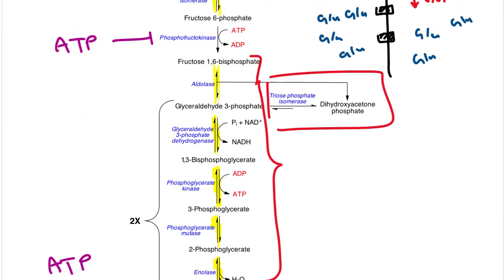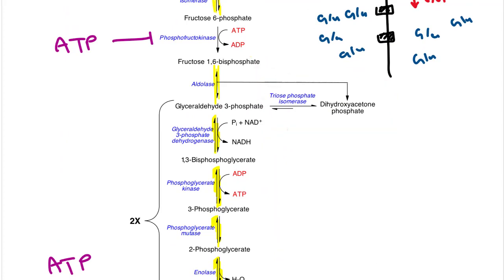All right, let me erase some of this stuff. Okay, so the reaction is right here. So as glycolysis proceeds, and remembering that NAD plus and NADH are tied to each other, meaning that as NADH concentrations go up, NAD plus concentrations go down.